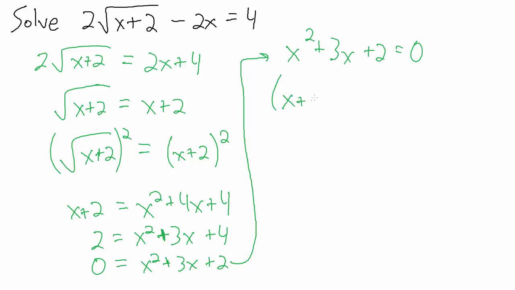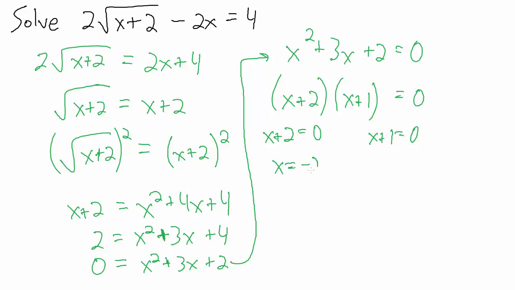If we factor that, that's going to be x plus 2 times x plus 1 equals 0. So that tells us that x plus 2 equals 0, or x plus 1 equals 0, or in other words, x equals negative 2, or x equals negative 1.